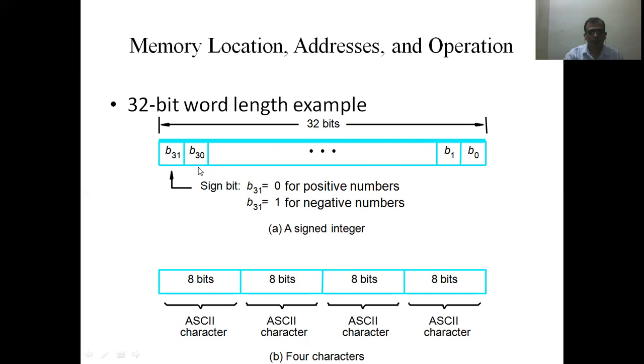Okay. So if you divide the 32 bits into 4 blocks, 32 divided by 4, it will be 8 bits. So one block has 8 bits, so there are four 8-bit blocks. So 4 into 8, 32-bit word. This is the word length.